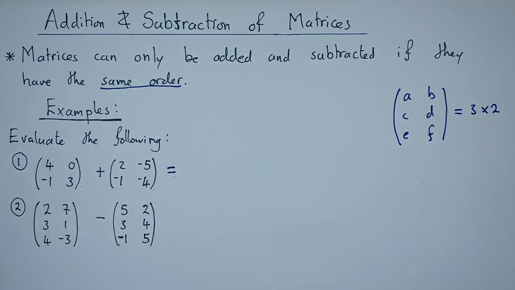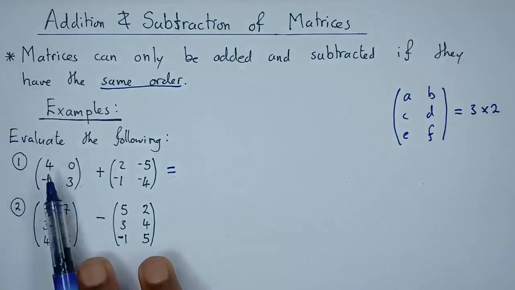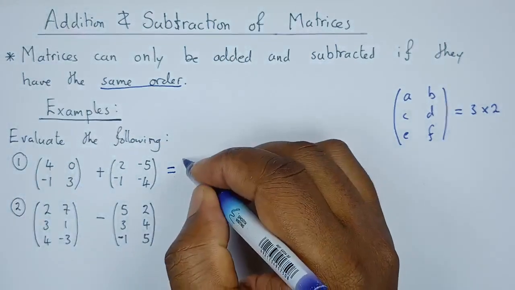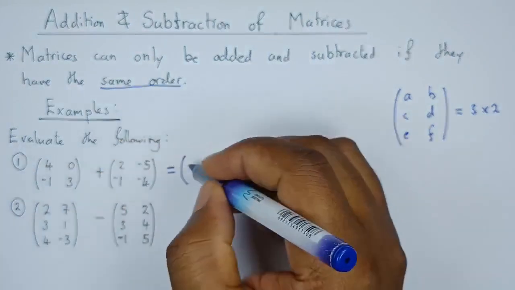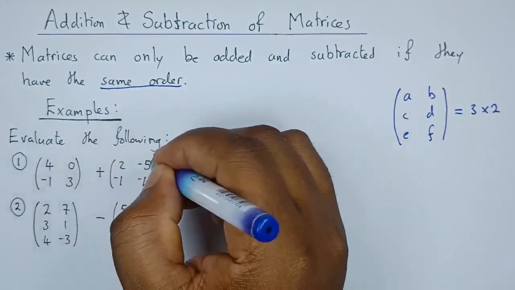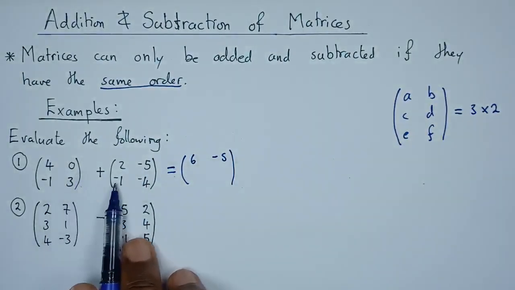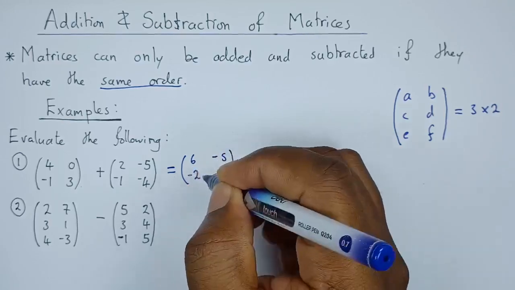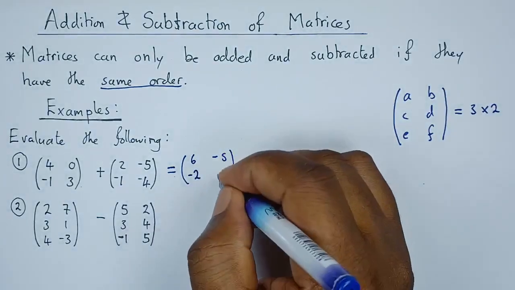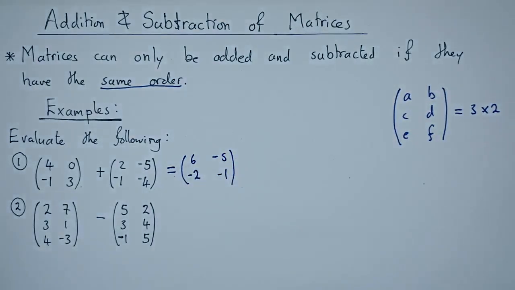If the order is the same and two matrices are being added, you just add the corresponding values in each position. So in this case, 4 plus 2, of which we get a 6. 0 plus negative 5, we get a minus 5. Negative 1 plus negative 1, we get a minus 2. Then 3 plus negative 4, we get a minus 1. As simple as that. Meaning that the answer, of course, will be in the same order as the two matrices were.